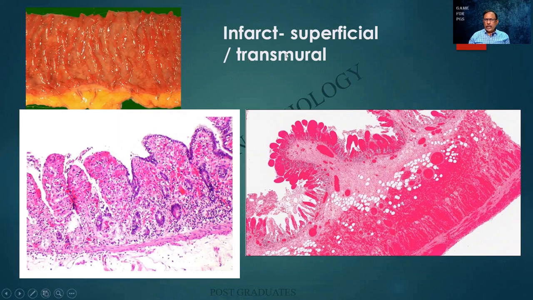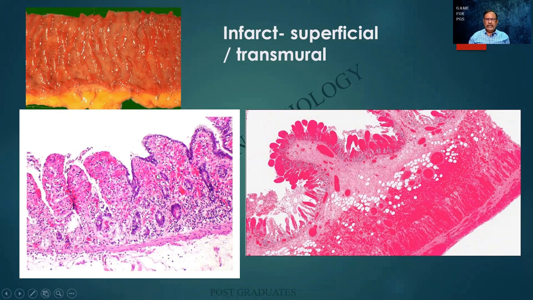Always, there are two types of infarcts. Myocardial infarction, we are all very familiar with. There are two types. One is called the subendocardial infarct. Just below the endocardium, there will be a region of infarct. Another one will be a transmural infarct. Similarly, here also, there is a superficial infarct, and then there can be another infarct which is involving the entire thickness. That is called as a transmural one.